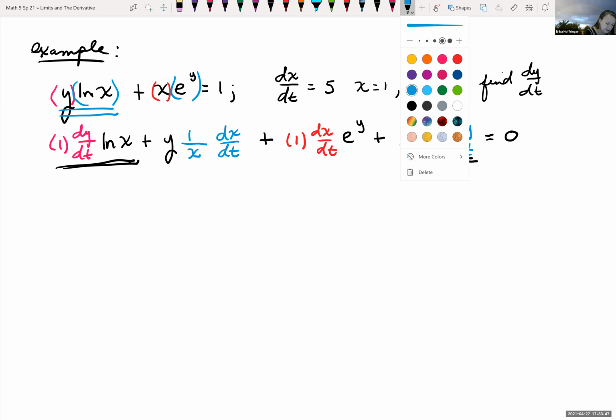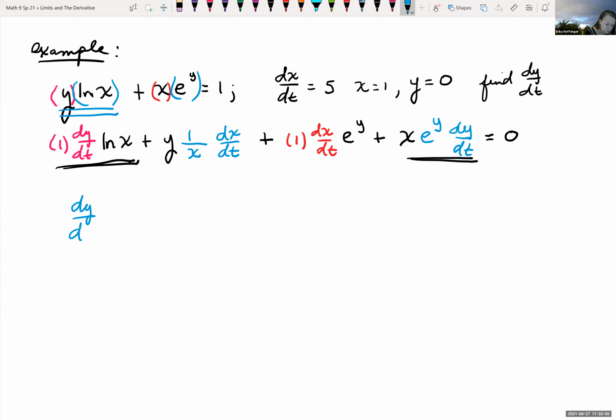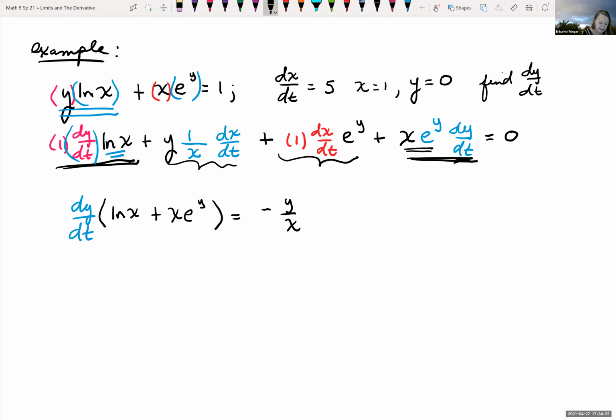So we want to pull out that dy/dt. Pulling that out, I'm left with the natural log of x. Pulling out the dy/dt here, I'm left with the x, and it's positive, so plus x e to the y, in parentheses, equals, and I'm moving these pieces over to the other side, so I have to subtract them off. So minus y over x dx/dt. This is just multiplication here; I just multiplied those together. Minus, I'm going to rewrite it as e to the y dx/dt.